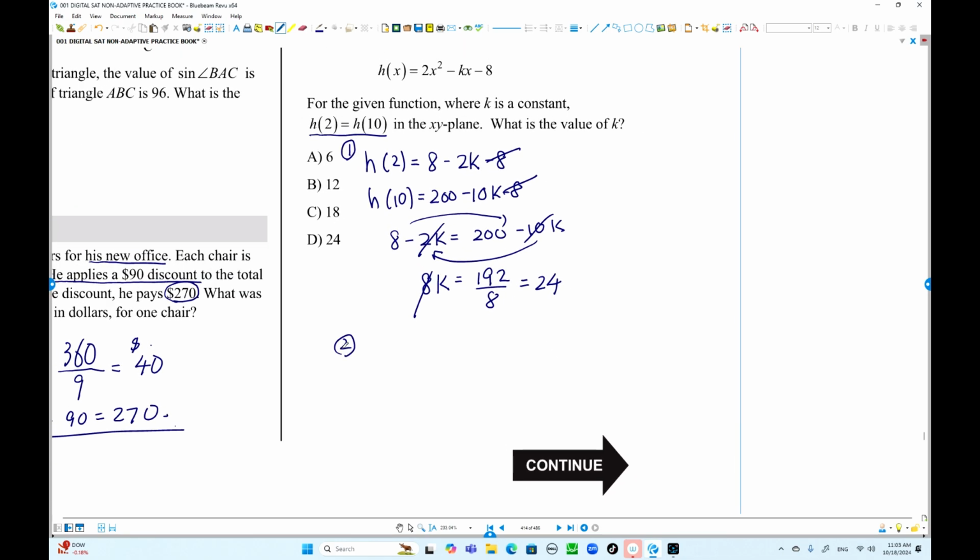Or you can use the axis of symmetry. This is the quadratic. This is the axis of symmetry. When x is 2 and when x is 10, they're going to have the same value of y. So the axis of symmetry equals what? 2 plus 10, divided by 2, equals 6. So x equals 6 is the axis of symmetry.